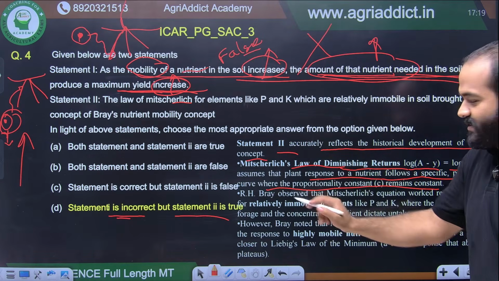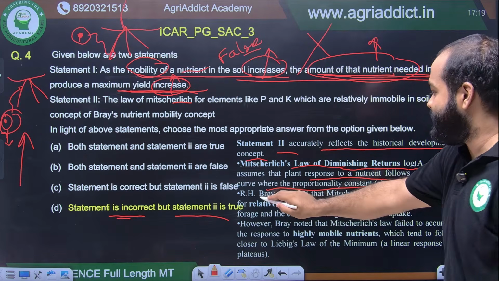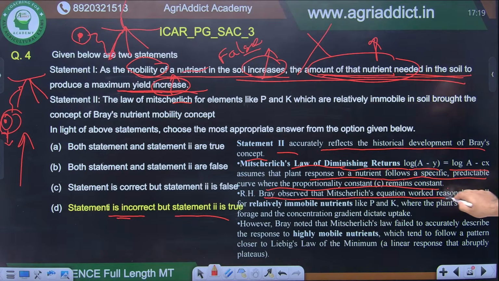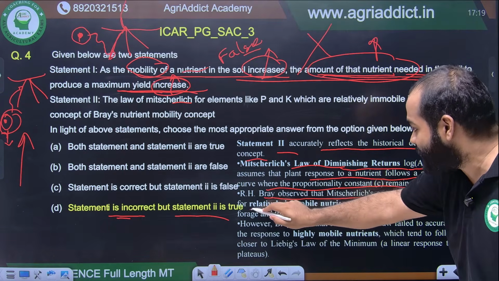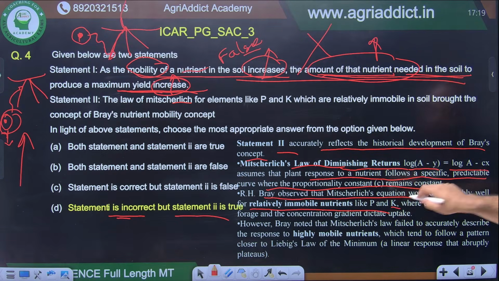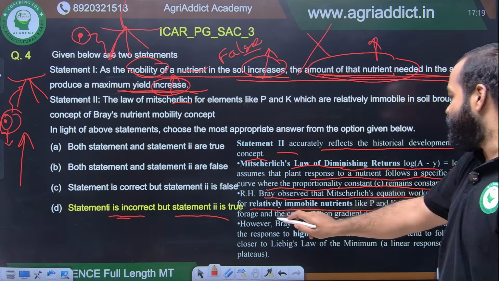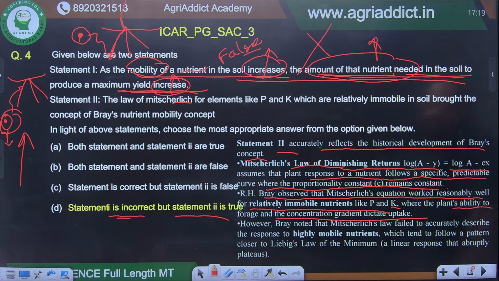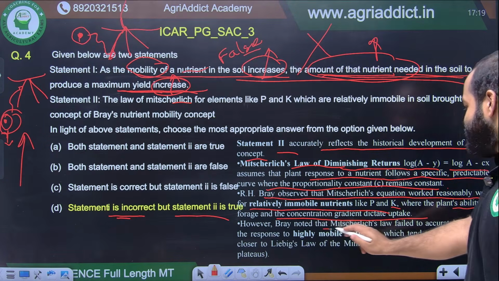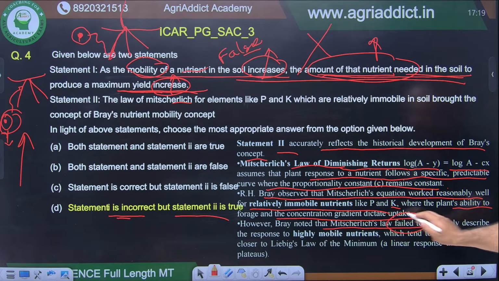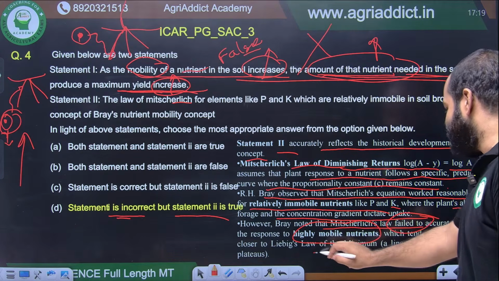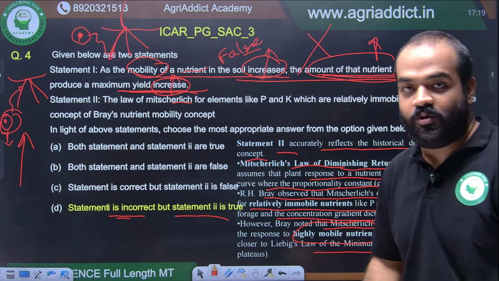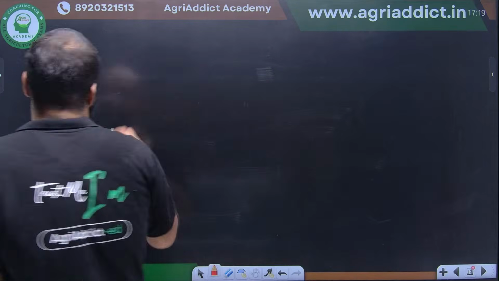So जो statement 2 का हम बात कर रहे थे, Bray observed that Mr. Leake's equation worked reasonably well for relatively immobile nutrients like P and K, where the plant's ability to forage and the concentration gradient dictate uptake. However, Bray noticed that Mr. Leake law failed in case of highly mobile nutrients और उसके केस में law of minimum लागू होगा. All right. So this is a very important part. I would like all of you to note this.